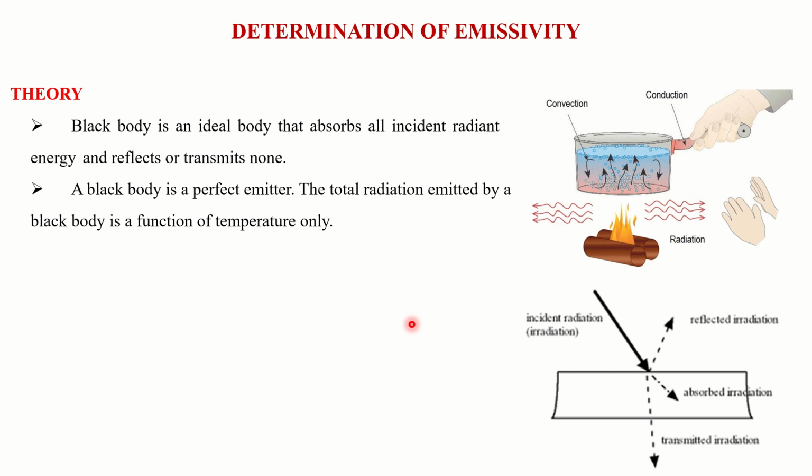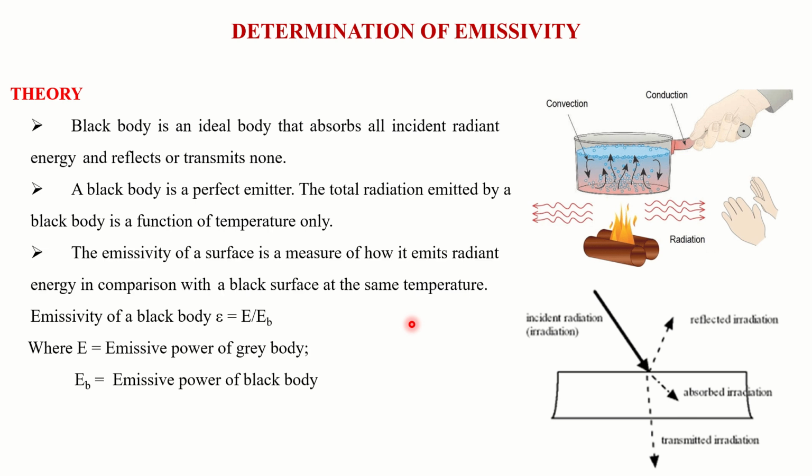But how do we calculate emissive power of real surface? There is a factor called emissivity. With the help of that, we can find out the emissive power of real surface. So what is that emissivity? Emissivity of surface is a measure of how the surface emits radiation energy in comparison with the black surface at a particular temperature. So emissivity is defined as the ratio between emissive power of real surface and emissive power of black surface at the same temperature.